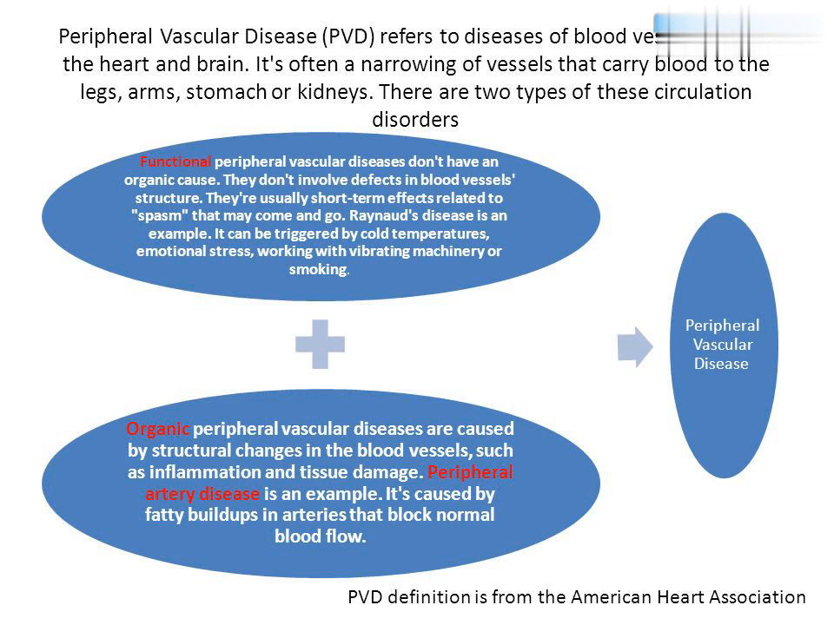Organic peripheral vascular diseases are caused by structural changes in the blood vessels, such as inflammation and tissue damage. Peripheral artery disease is an example. It's caused by fatty buildups in arteries that block normal blood flow. Peripheral vascular disease definition is from the American Heart Association.